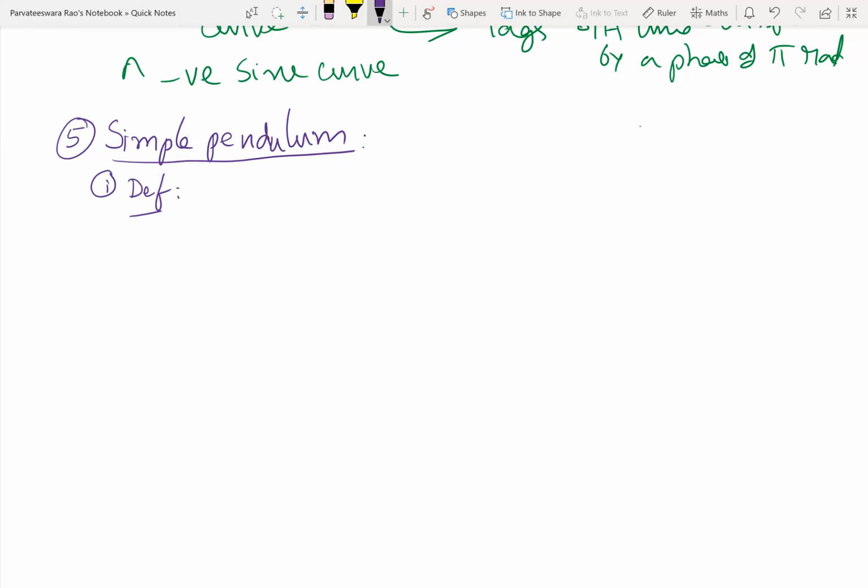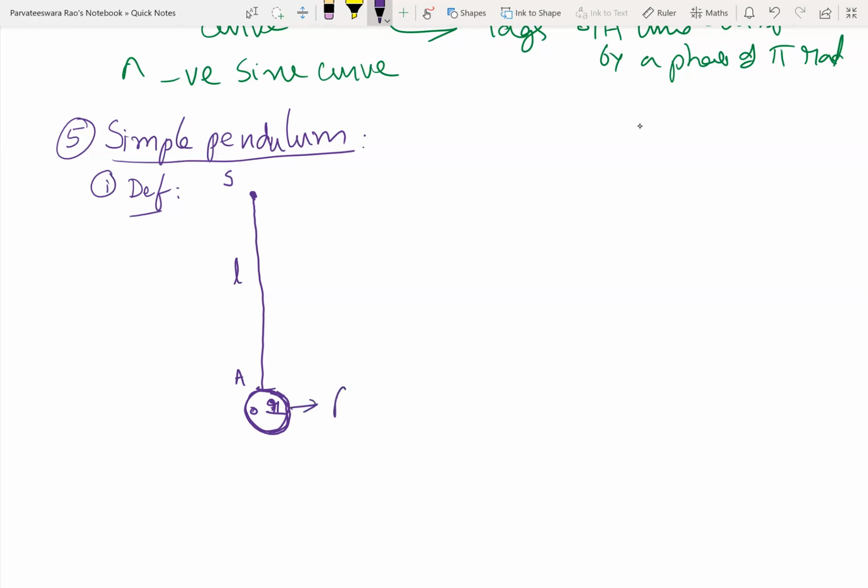Now let us try to understand that. Here is a rigid support. Here is a thread. Here is a bob, a metallic bob. The radius of the bob is, say, r, small r. This is A. O is the center of gravity of the bob. The length of the thread is L.